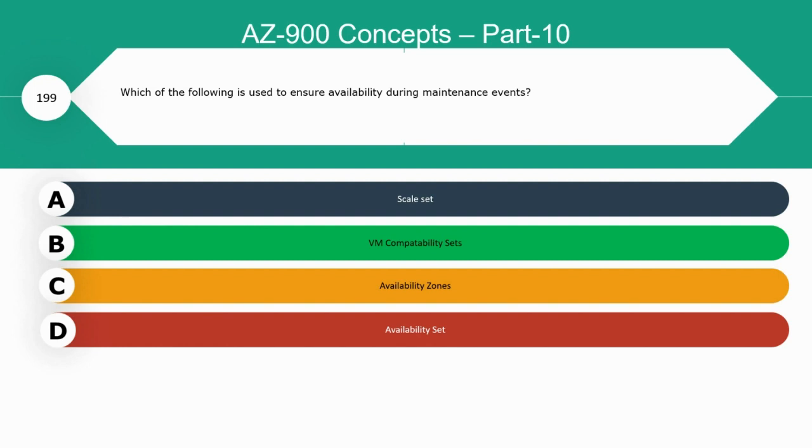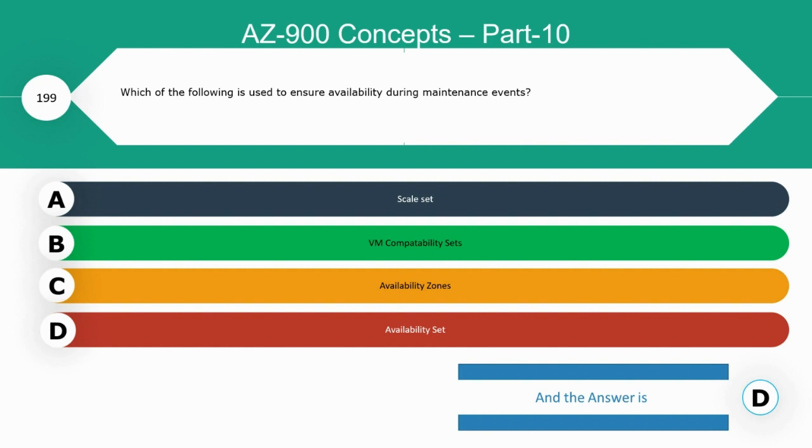Next question, which of the following is used to ensure availability during maintenance events? Is it scale set, or VM compatibility set, or availability set, or availability zones? So here, the right answer for this question is option D, availability set. The reason is an availability set is a logical grouping of virtual machines that allows Azure to understand how your application is built to provide for redundancy and availability. Using availability sets, you can ensure that during either an outage or maintenance events that require a reboot, at least one VM is available for end user usage. And so the right answer for this question is option D.